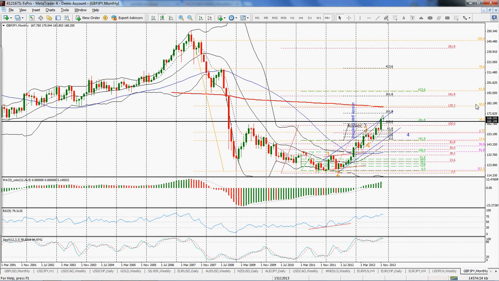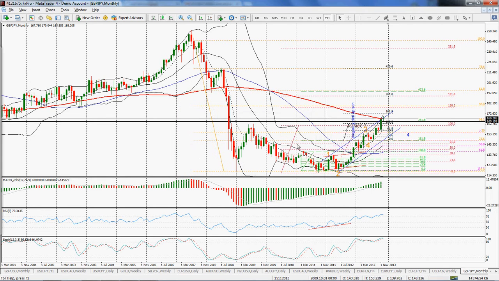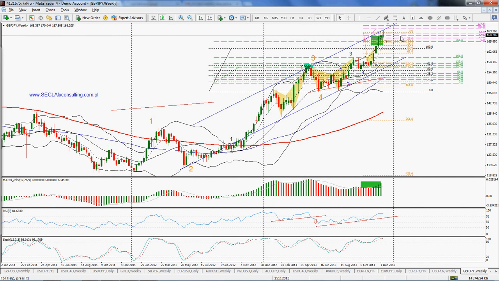I used to talk about those levels, 50 and this 138, because they are the levels where the fourth wave correction may end. But on the other hand, if you switch it back to 100, you can see why the market is reacting like that at the moment. Okay, it's somehow reacting to this moving average 100.